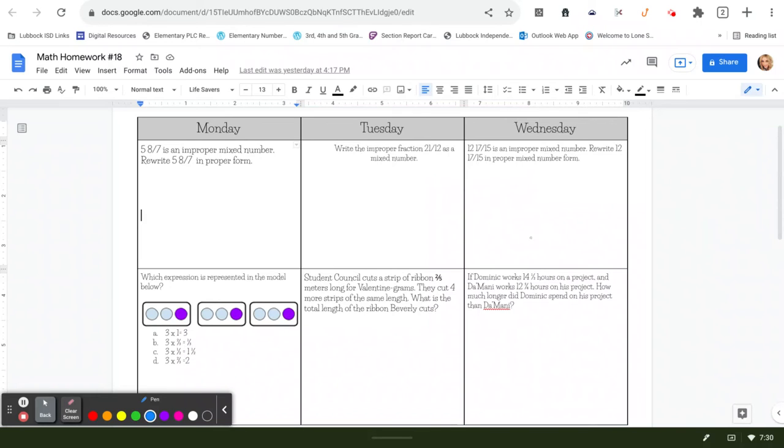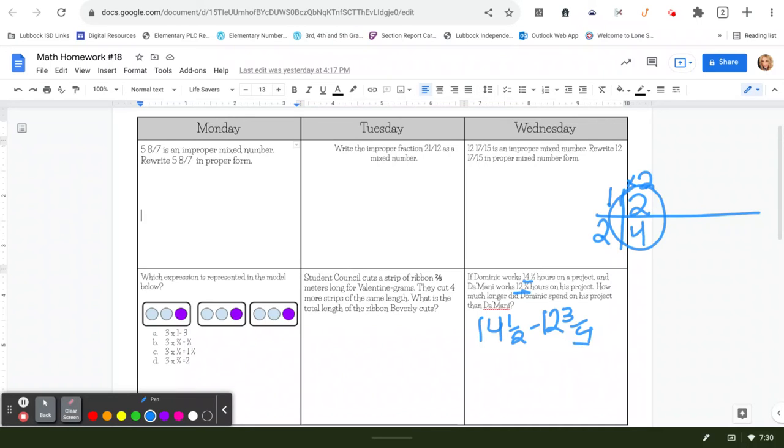If Dominic works 14 and a half hours on a project and Damani works 12 and 3/4 hours on his project, how much longer did Dominic spend on his project than Damani? We're subtracting here. 14 and a half minus 12 and 3/4. I'm going to start with my ratio table for 1/2. If we do times 2, 1 times 2 is 2. 2 times 2 is 4. I can stop there because I've got a match.